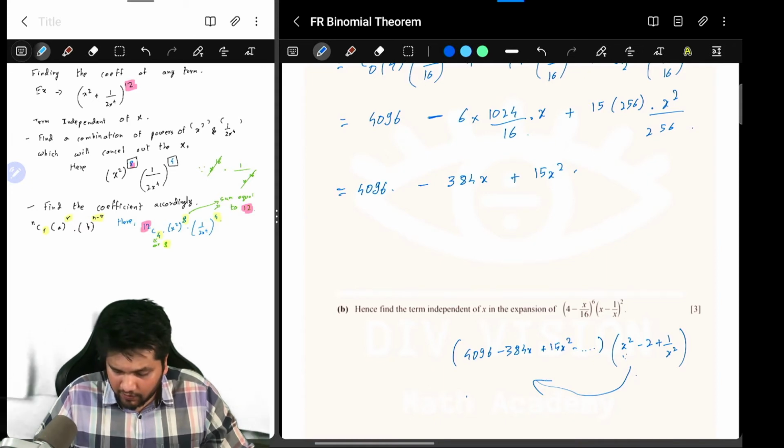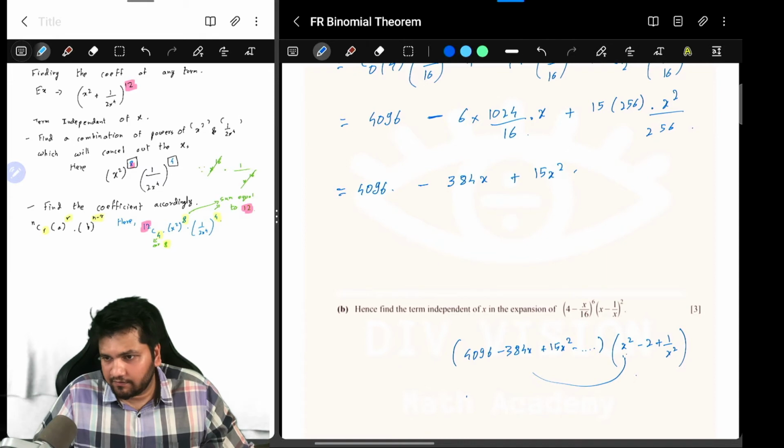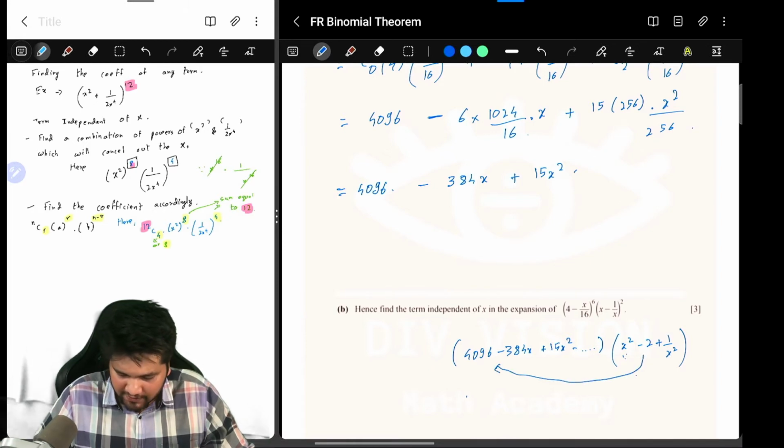So you have to get rid of x, right? So x square minus 2 into 4096. Is there anything for x square? Nothing, because x square into anything, there is no 1 by x square or something, so it doesn't matter. So we'll just not care for this x square. The minus 2 into what? Minus 2 into 4096, right? Use brackets, 4096.